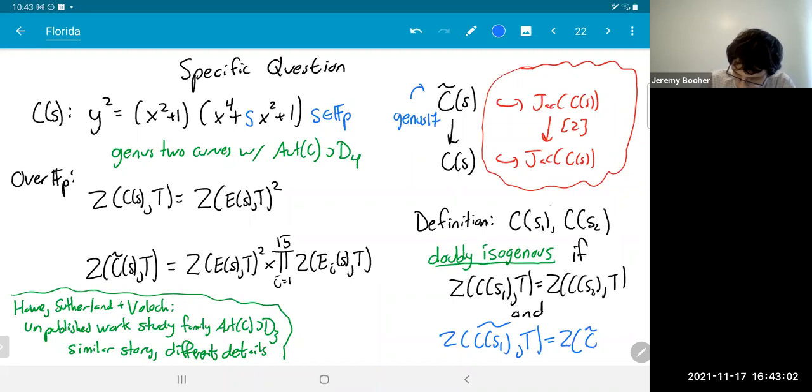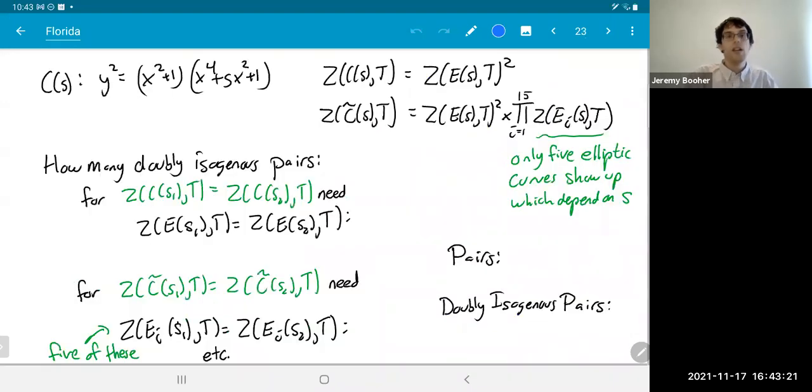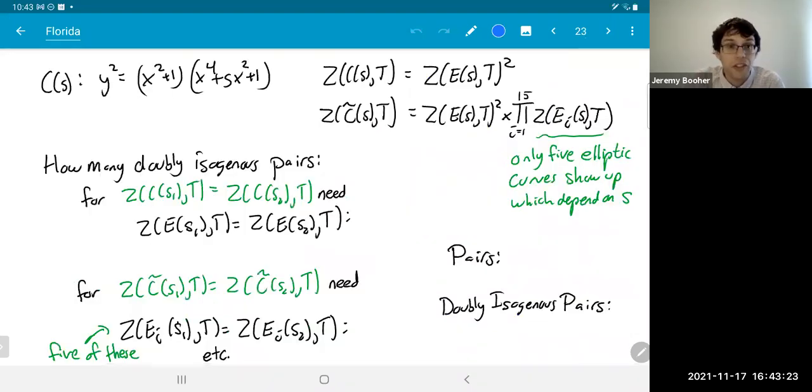So if there weren't any doubly isogenous curves, we could really hear the shape of the curve. However, this family is small enough that we do expect to find doubly isogenous pairs of curves. And so the question really is, how often does this happen, and does it match up with our predictions? So we need to make a prediction first.